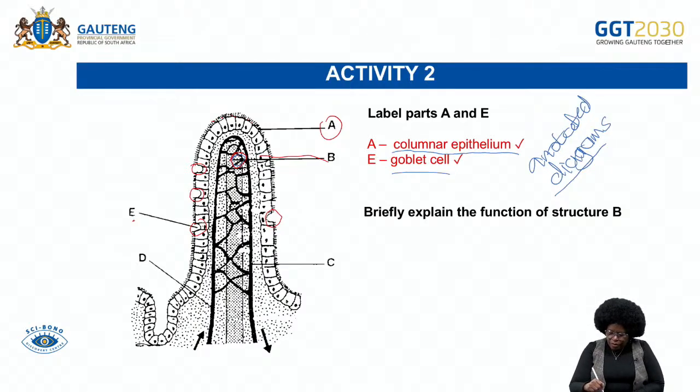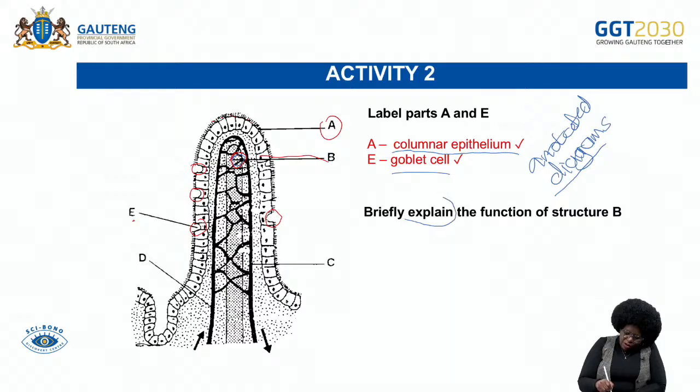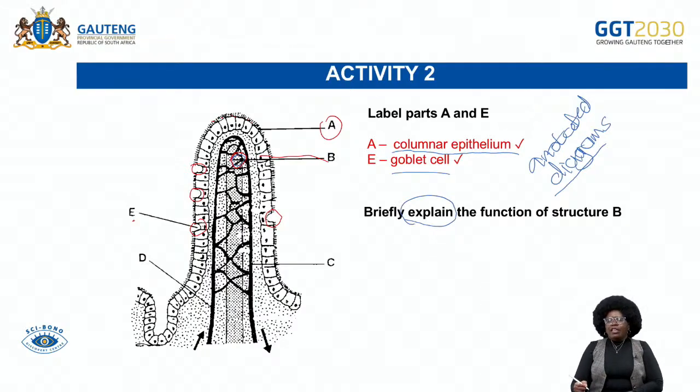So, let us see. The next question says, briefly explain the function of structure B. Here we've got structure B. We want to see the function. You briefly explain. Can I give you a tip? This has been said so many times, but learners still lose marks because they miss out on the doing word, which is a verb. Here the question says explain. Sometimes the question will say state or name or describe or define. You need to underline it so that you know what the examiner is expecting you to do.